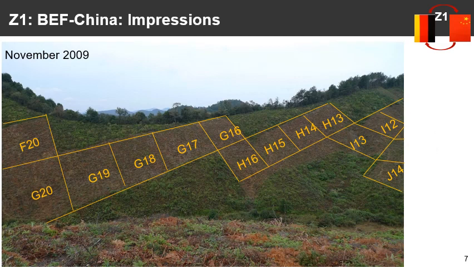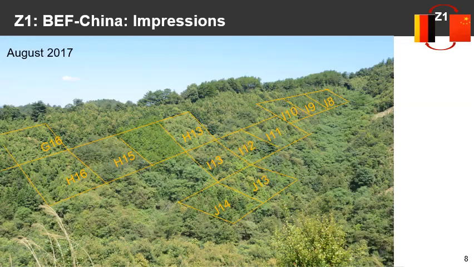Unfortunately, we cannot visit our experimental sites with you, so I can only show you some pictures. This is a picture of site A shortly after planting in November 2009. Here you see different diversity plots, but of course, shortly after planting, you can't see any trees.